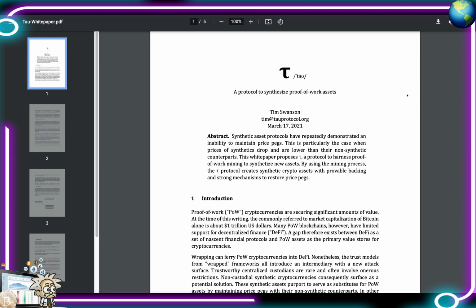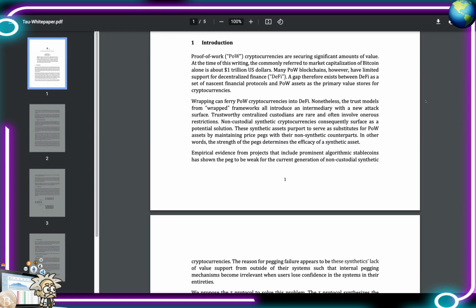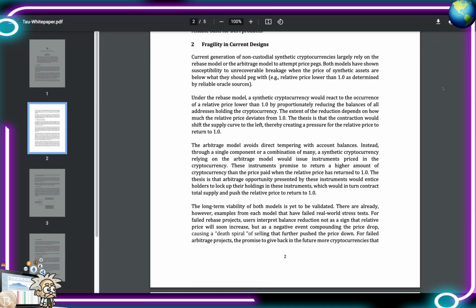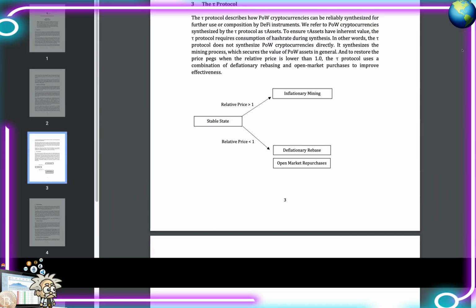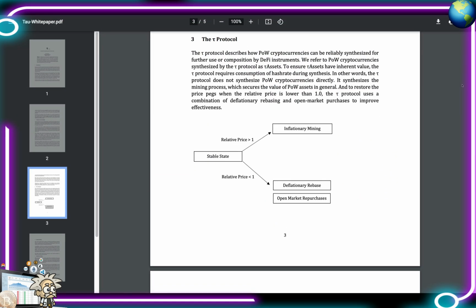A full 5 pages long, which definitely should be included in your due diligence journey when investigating this platform. They start off by going over an abstract, followed by a very detailed introduction explaining generally proof of work and the cryptocurrencies involved in that. Moving on, they talk about fragility in the current designs of this, again addressing how they're going to fix it. The TAO protocol is then gone over, which again describes how proof-of-work cryptocurrencies can be reliably synthesized for further use or composition by DeFi instruments.